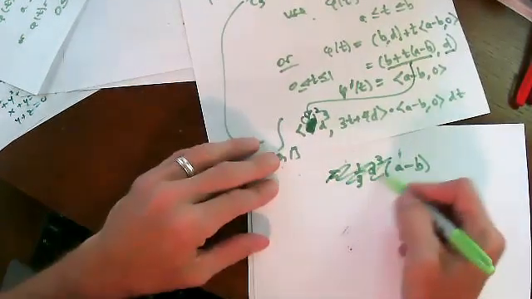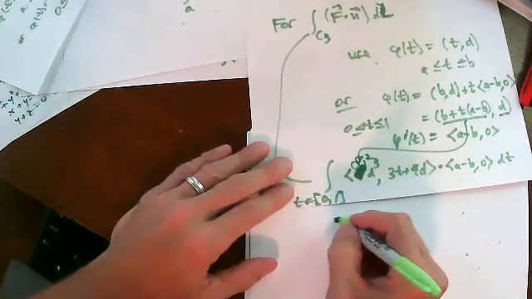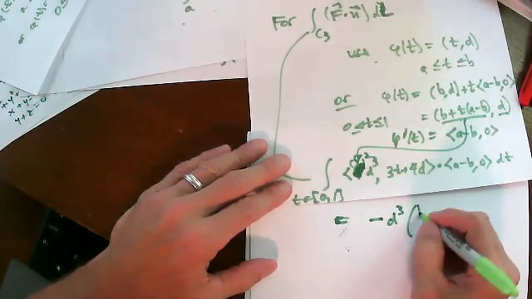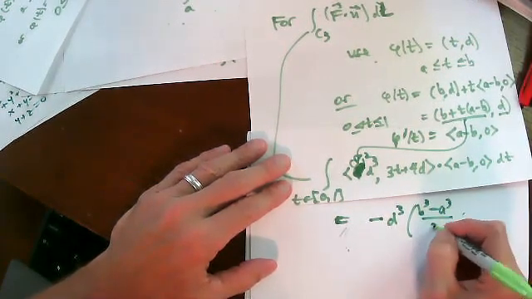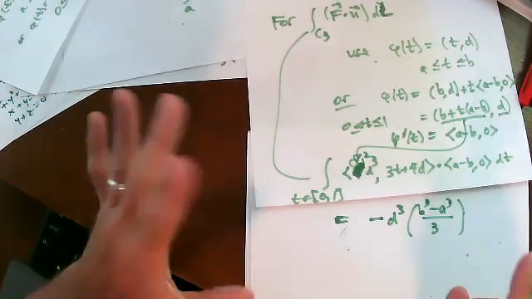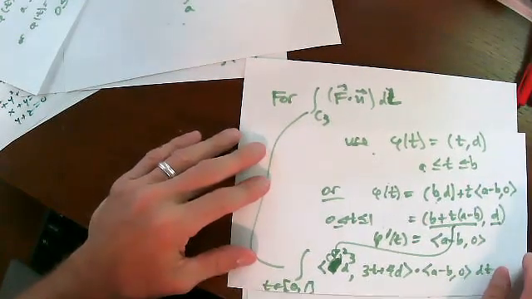So I apologize, that's actually not the value of the integral. I will tell you actually what you're going to get when you are done integrating it. You will get minus d cubed times (b cubed minus a cubed) over 3. And the minus sign is baked into the calculation. It comes out when I properly parameterize this curve.